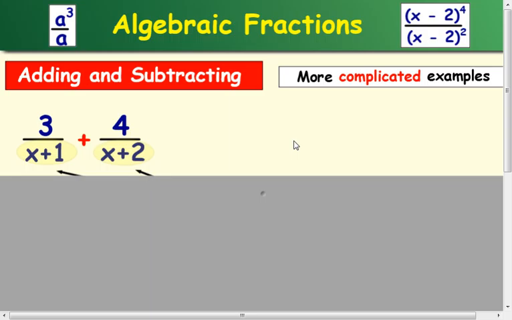In this last lesson about algebraic fractions, when you're adding and subtracting, we're going to look at slightly more complex denominators. Here's the first example, 3 over x plus 1 plus 4 over x plus 2. So when you're looking for a common denominator here, what we did before when there were numbers in the bottom, we just multiplied the numbers together.